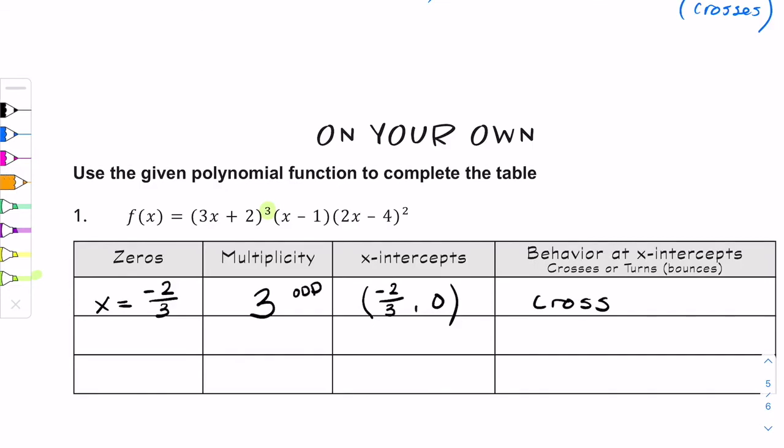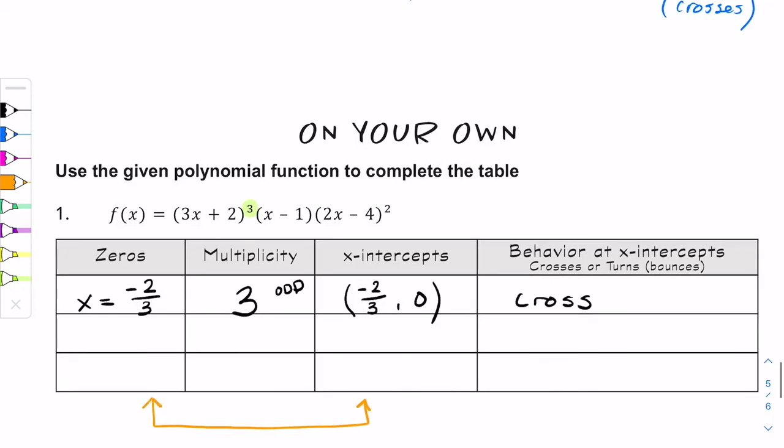So, zeros and x-intercepts are essentially the same thing. One of them is the location on the graph. One of them is just the answer. Multiplicity tells you what the behavior is on the graph.